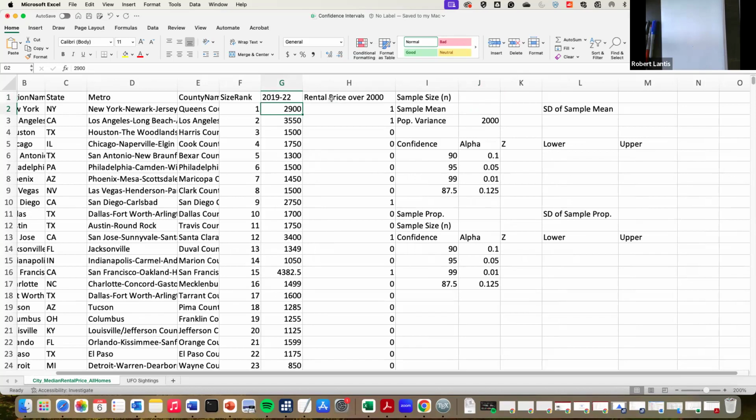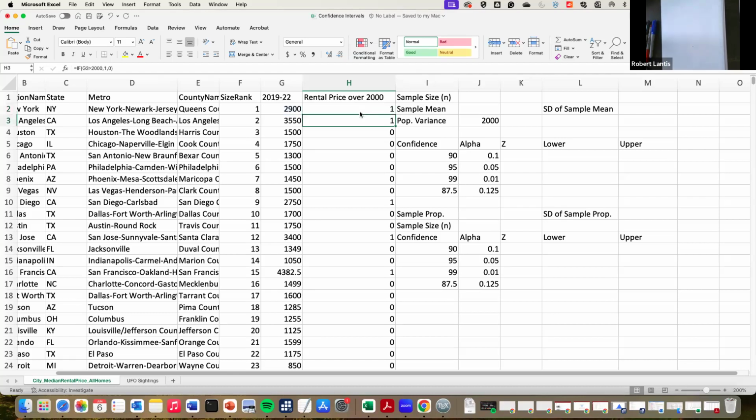And then I created this variable where I said, and once again, I'm not going to ever make you use this if statement, but we should start to get comfortable with them. I said if that rental price was over $2,000, put a one in this column. If it's not, put a zero.